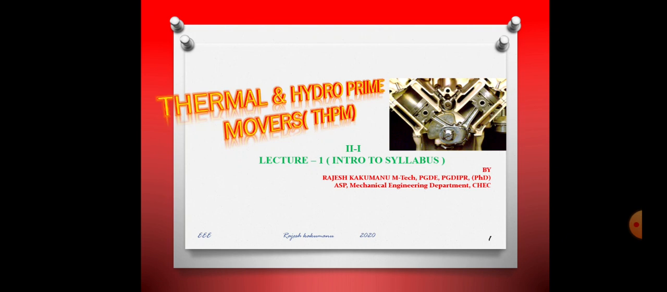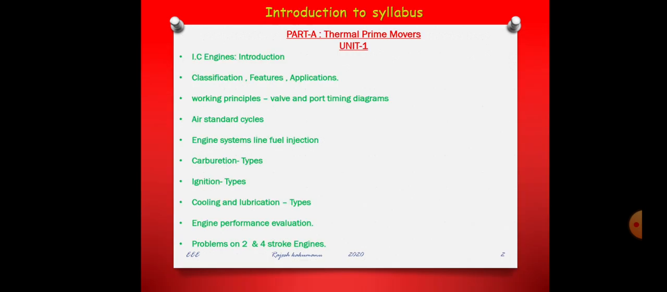Okay. So here the thermal and hydro prime movers subject is divided into two parts, part A and part B. In part A you have thermal prime movers, whereas in part B you have hydro prime movers. Part A is divided into three units, first mid. Part B is divided into two units, second mid, right? Now we discuss the basic introduction and syllabus of your thermal and hydro prime movers.